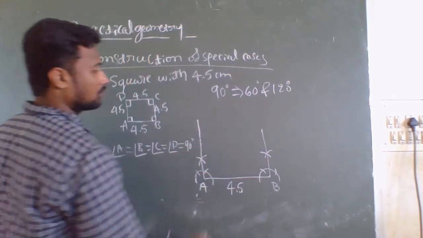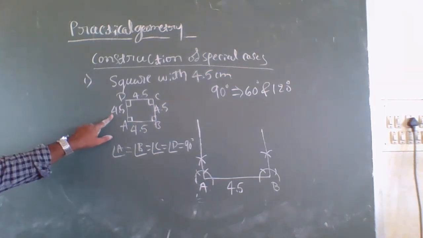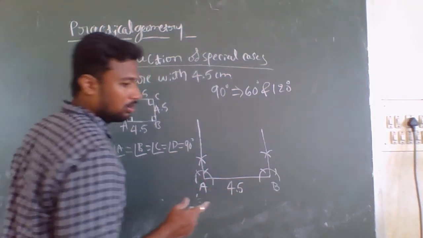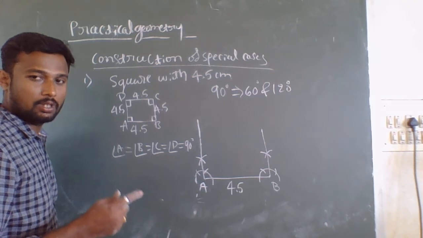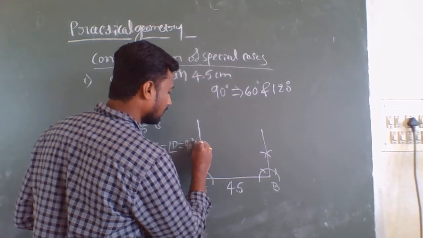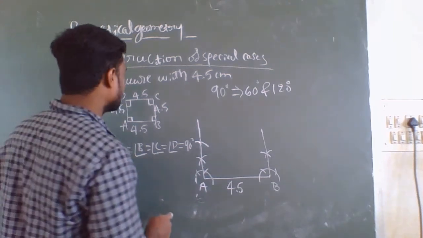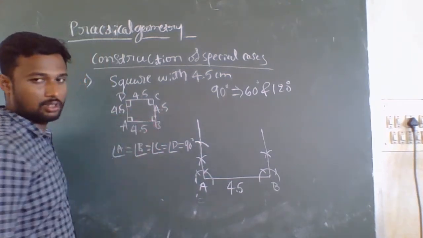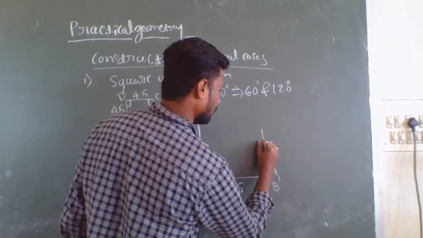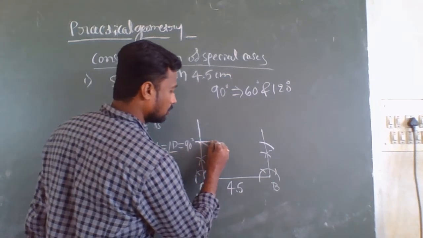So now we all know point D is 4.5 centimeters from point A. What you can do now? Take a measurement of 4.5 centimeters in your compass and place it on point A and draw an arc like this at a distance of 4.5. Like this only, by considering the same distance, means 4.5 centimeters, place it on point B and draw an arc like this, which is of 4.5 centimeters. Now you can join these two points.